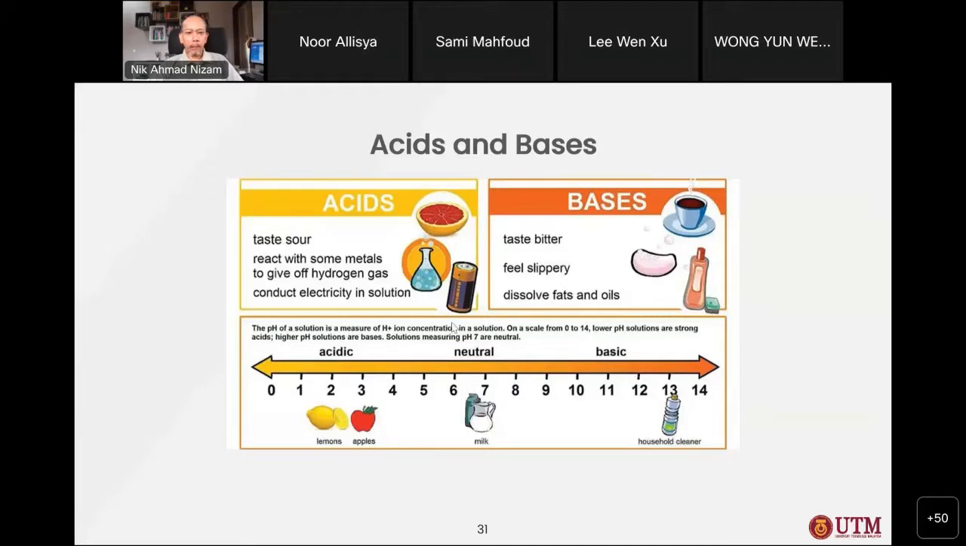Acids taste sour, react with some metals to give off hydrogen gas, and conduct electricity in solution. Bases taste bitter, feel slippery, like for example soap. Soap dissolves fats and oil.